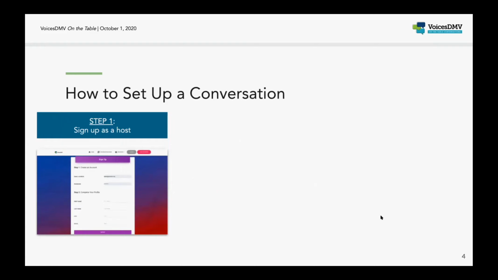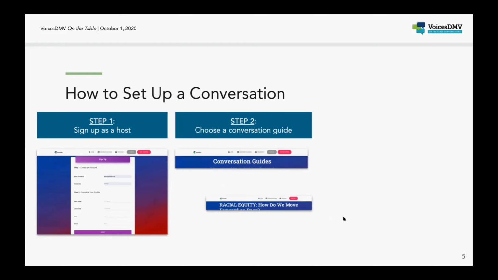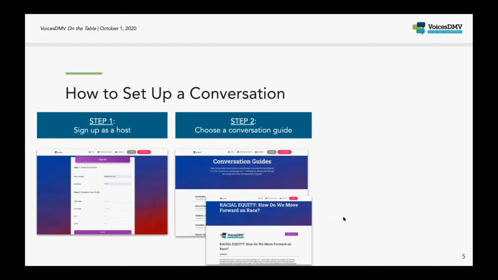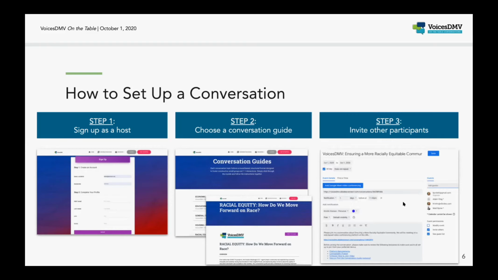Now, here's how to set up a conversation as a host. First, go to voicesdmv.allsidesconnect.com and click Get Started to sign up as a host. Second, go to the conversation guides and choose one that you'd like to use in your small group conversation. Third, using your own calendaring or email tools, invite other participants to join your small group conversation.